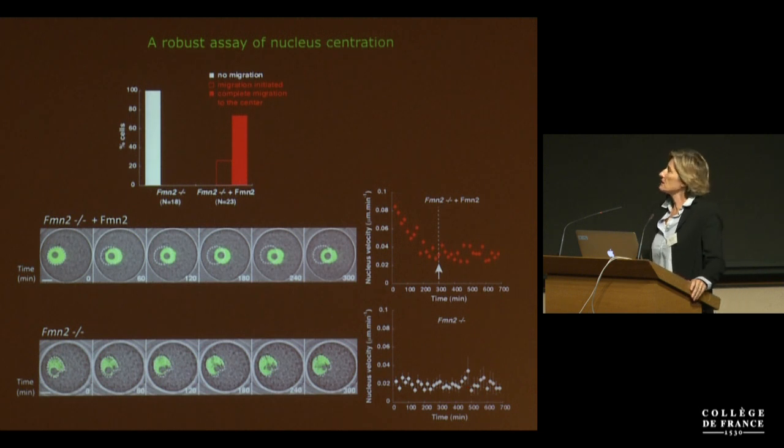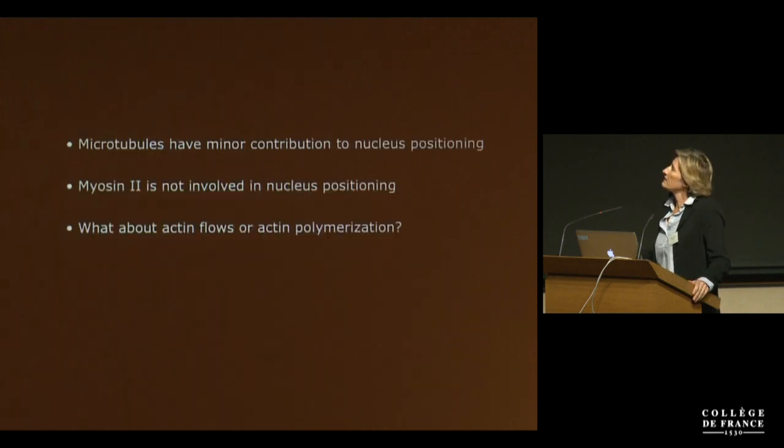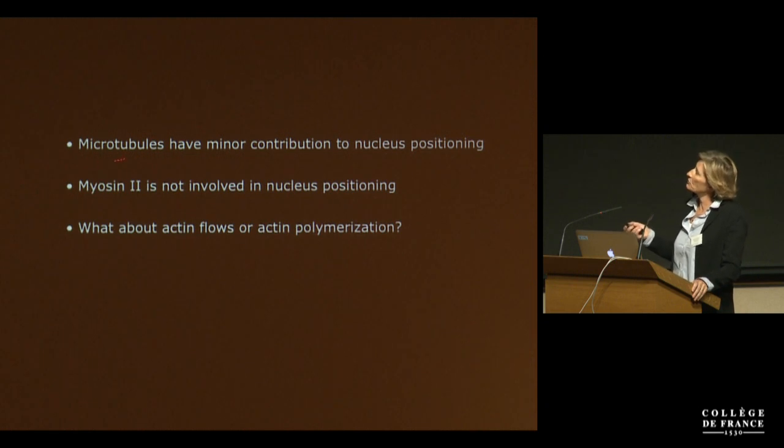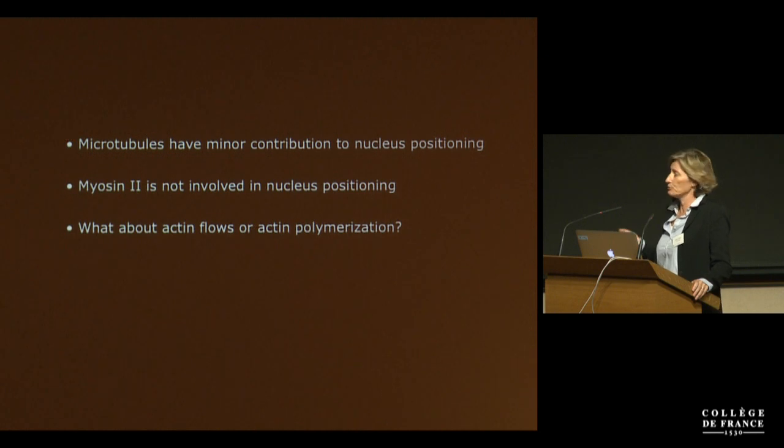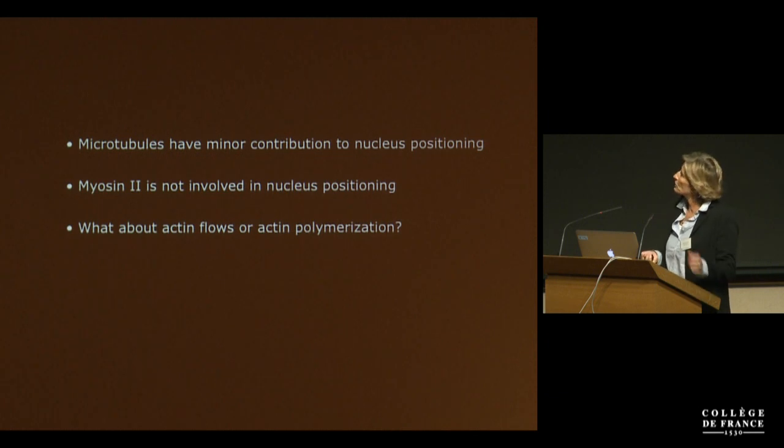And so, having this assay in hand, she could then test for the usual suspects that are normally involved in nucleus positioning. So she could test for the involvement of microtubules, and she could see that microtubules have a minor contribution to nucleus positioning. Namely, you can get rid of microtubules, and the nucleus is still able to find its way to the center. More surprisingly, she could show that myosin 2 is not involved at all in the movement of the nucleus to the center.